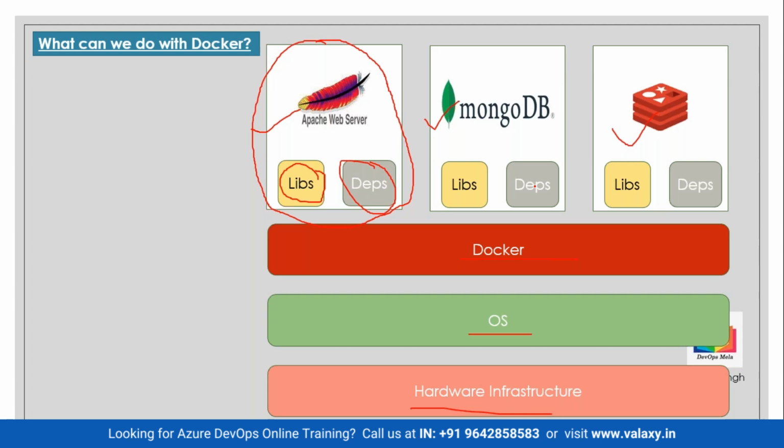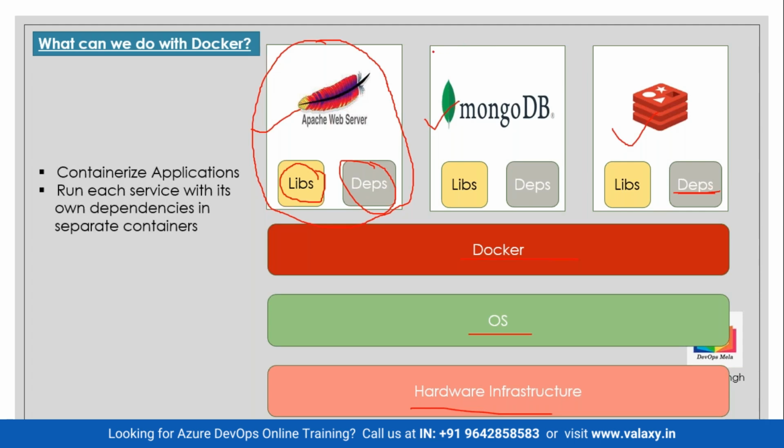If you're making changes to these dependencies over here, there is no chance that others will get impacted. This is what Docker will do for you. It will containerize your application. It will run each service with its own dependency in a separate container. Okay, so this is completely isolated now. This is treated as one service container. This is treated as one container. This is treated as one container.